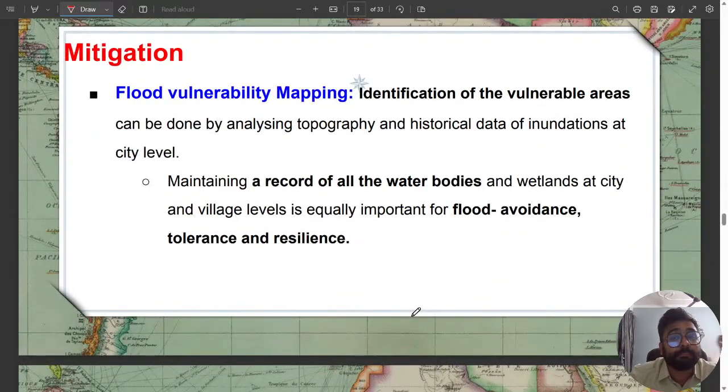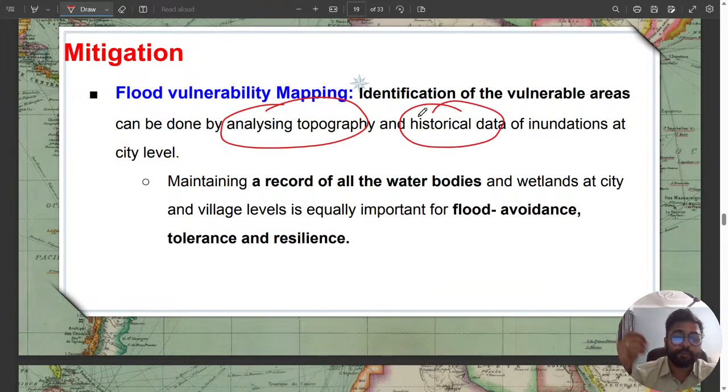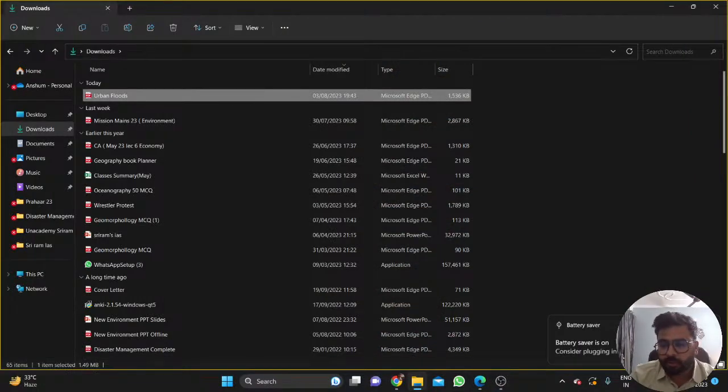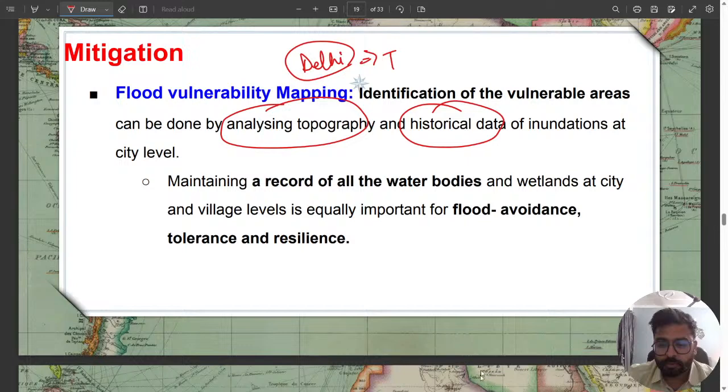Next is flood vulnerability mapping. This is a very important point. You should know which area is prone to what kind of water level during a flood. So there is a need to analyze the topography and the historical data of inundation. For example, in Delhi, if I quote Delhi as an example, whenever you go towards New Delhi railway station, there is a very prominent ITO bridge. That ITO bridge will face floods almost every year. It is an every-year phenomenon.